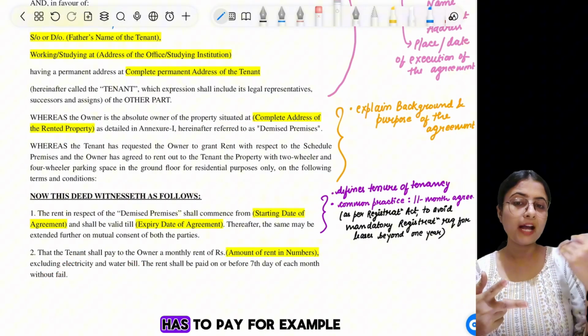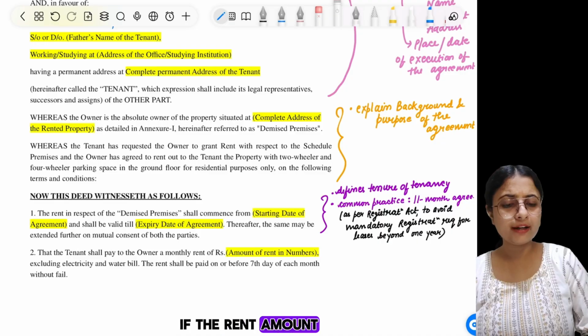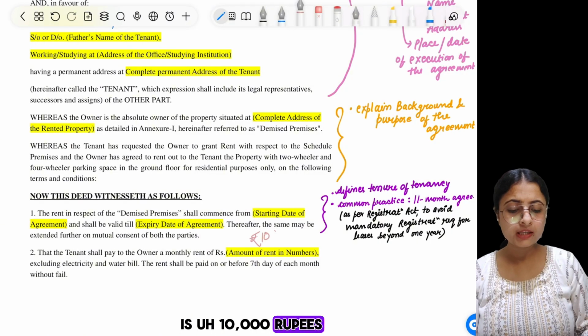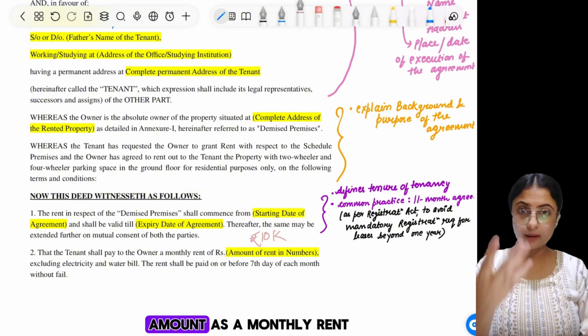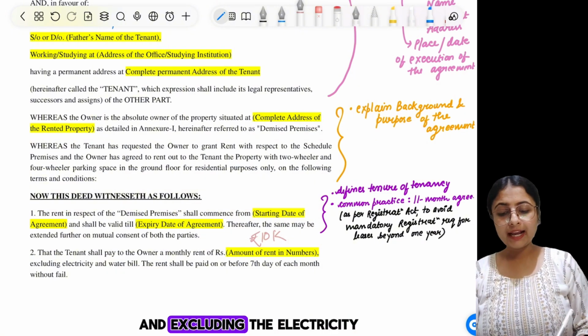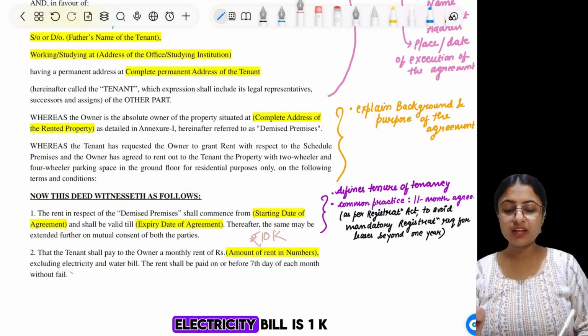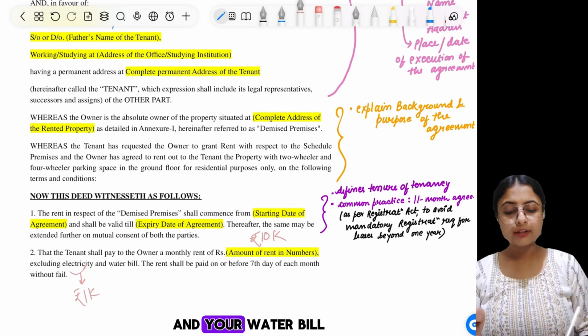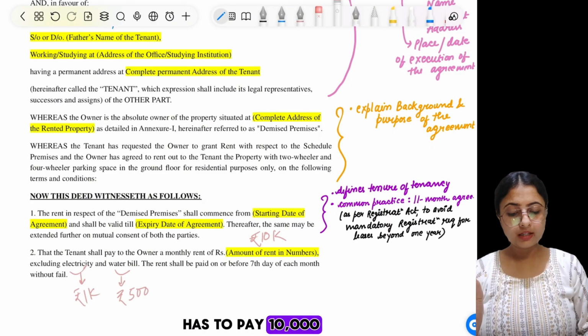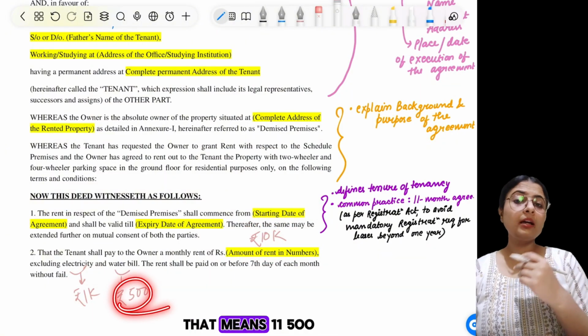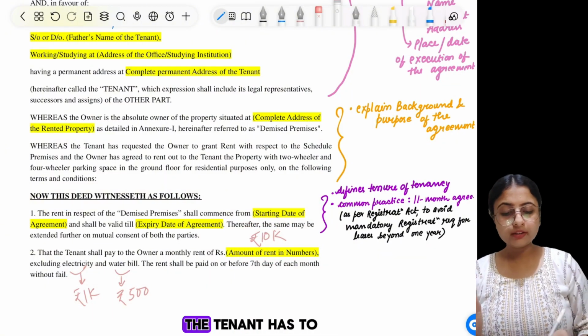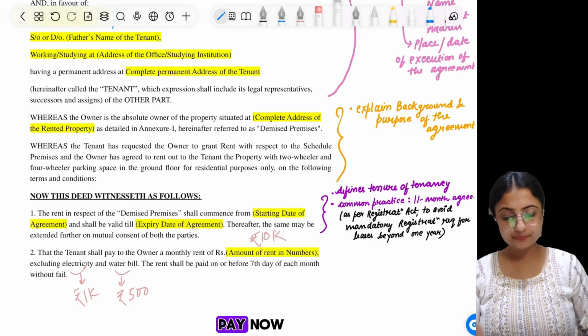That means, for example, if the rent amount is 10,000 rupees, your tenant has to pay 10,000 rupees as monthly rent, excluding the electricity and water bill. That means if the electricity bill is 1,000 and your water bill is 500 rupees, the tenant has to pay 10,000 and then 1,000 and then 500 rupees. That means 11,500. So this is what the tenant has to pay.